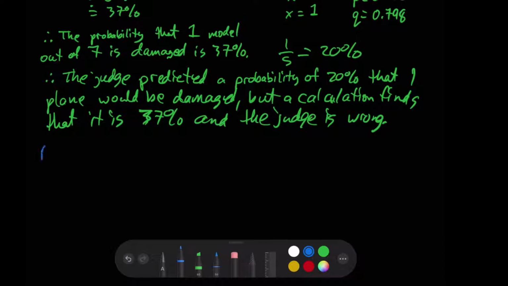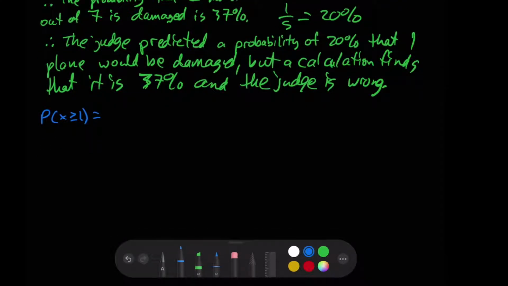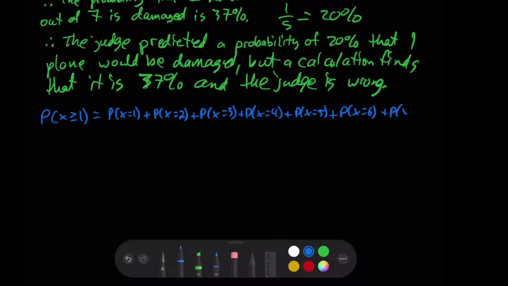So we're going to find the probability that x is greater than or equal to 1. So what are all the different ways that we can have our planes be damaged here? Well, we can have one plane damaged, x equals 1, or, so we're going to add 2 planes are damaged, or 3 planes are damaged, or 4 planes are damaged, or 5 planes are damaged, or 6 planes are damaged, or 7 planes are damaged. And once again, we can calculate this directly using the direct method, but that's going to take a little bit. We can also flip it around and use the indirect method.